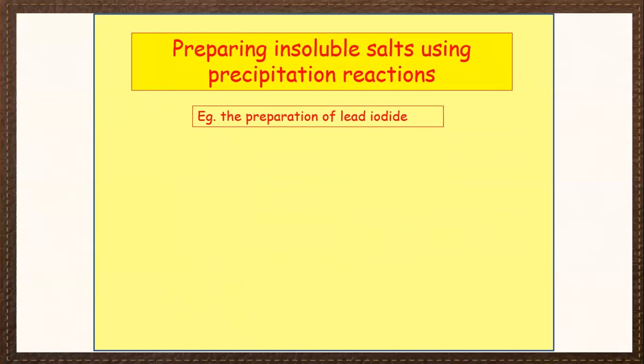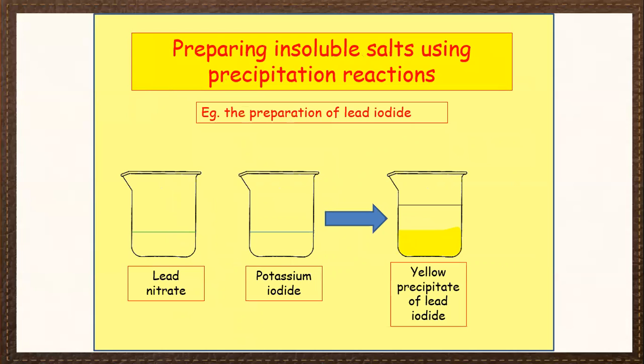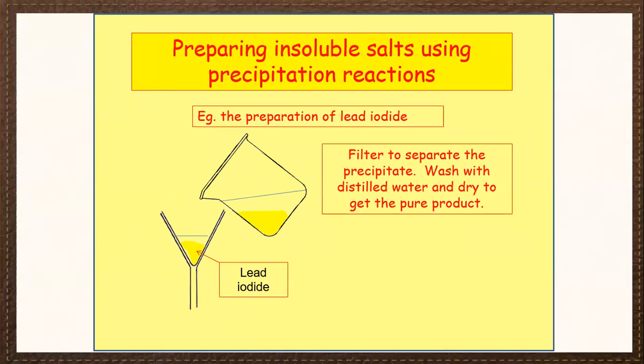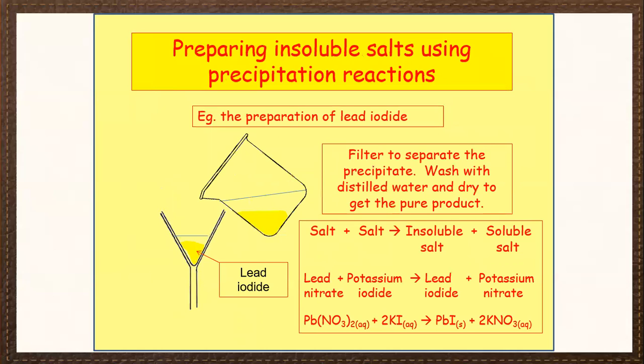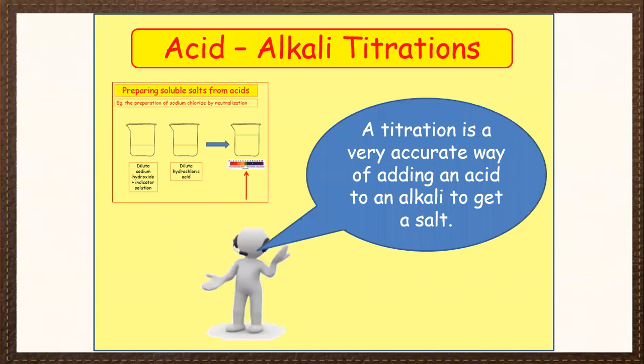Next, preparation of lead iodide. If you take lead nitrate and potassium iodide, the yellow precipitate of lead iodide will be formed and filtered. Filter to separate the precipitate, then wash it with distilled water to get a pure product, PbI2. Salt plus salt: lead nitrate plus potassium iodide gives lead iodide plus potassium nitrate, a double displacement reaction.